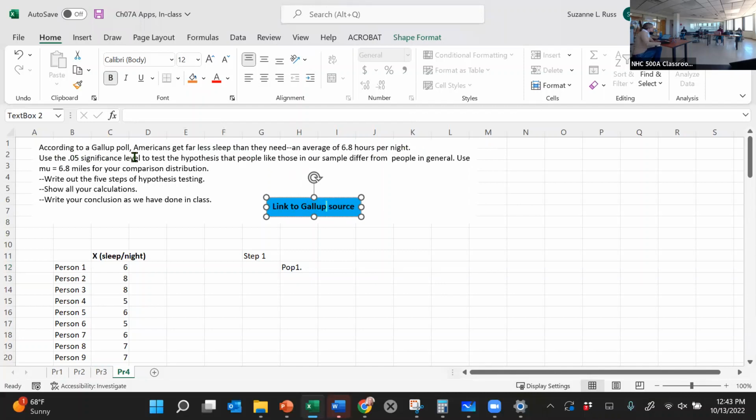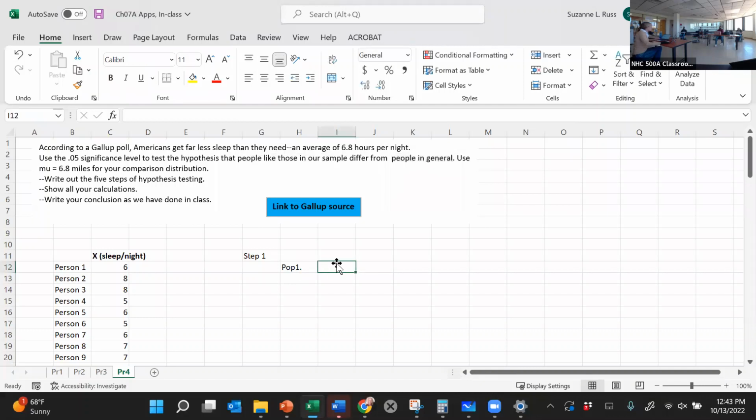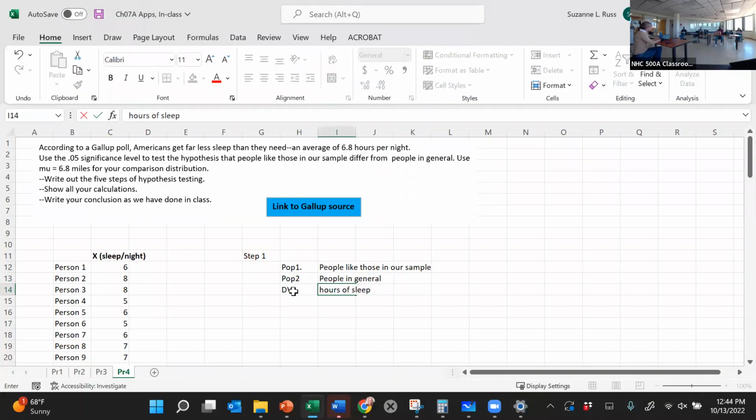Use the 0.05 significance level to test the hypothesis that people like those in our sample differ from people in general. Pretty straightforward with the populations, right? People like those in our sample. We say that because we're referring to the population, not the sample. Population 2, people in general. And what is the DV? What are we measuring? Average hours. Hours of sleep per night.